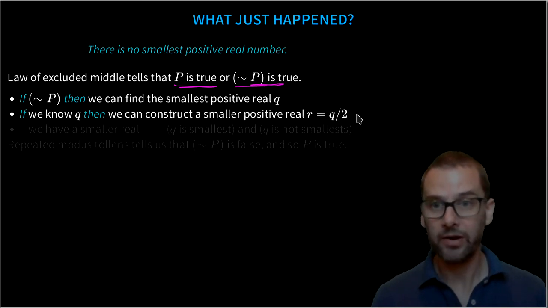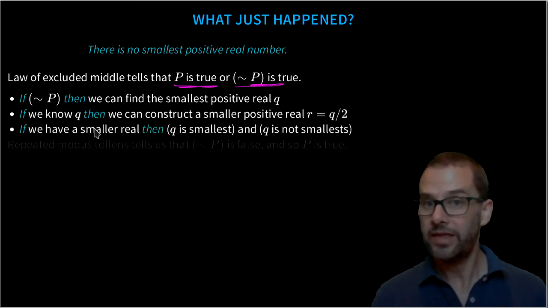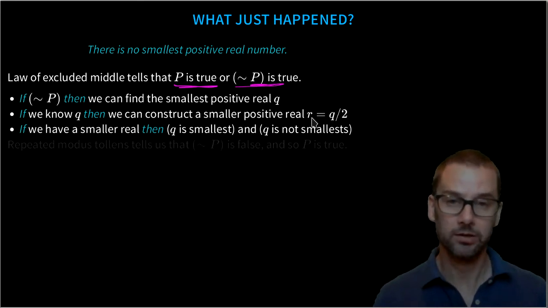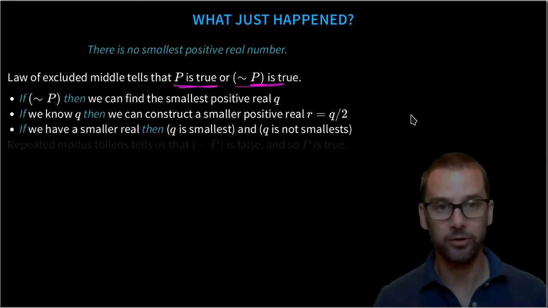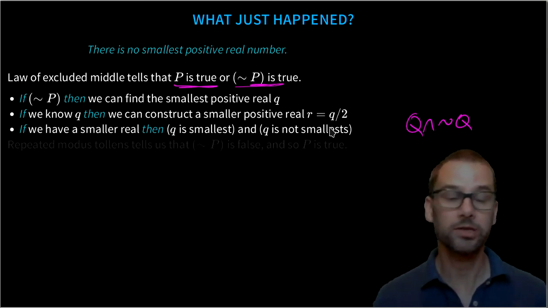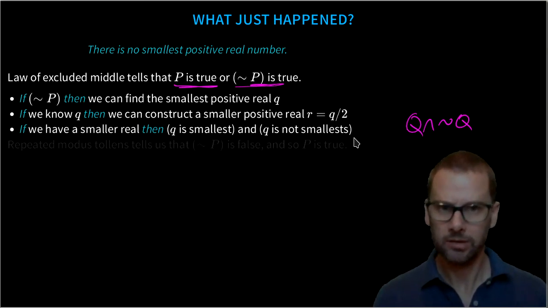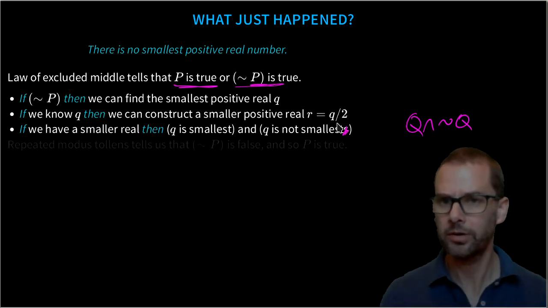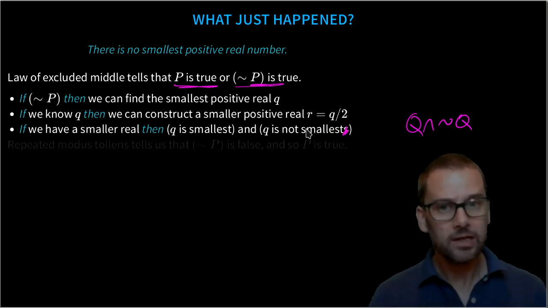Now, if we have that smaller real number, then we know that Q is both the smallest and not the smallest. And that's a contradiction because it's of the form, well, let's not call it P, let's call it Q and not Q. This is a statement which is always false. Q is smallest and it's not smallest. Okay, there's a bit of a typo there. I'll fix that when we upload. So this is a contradiction.